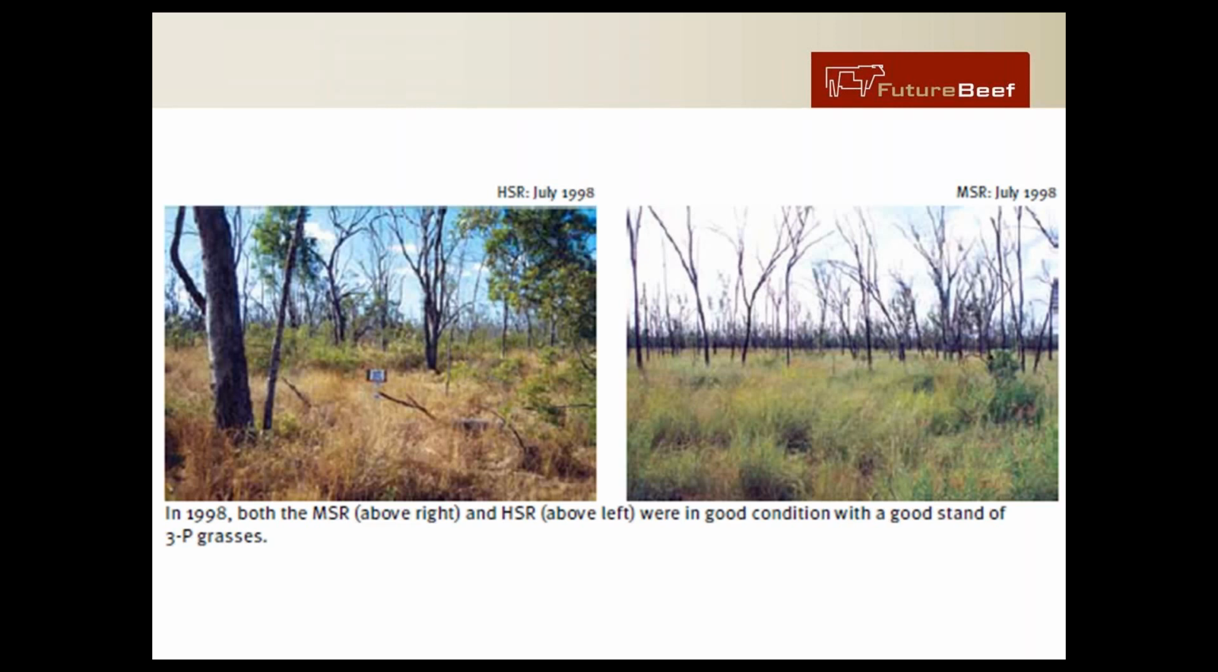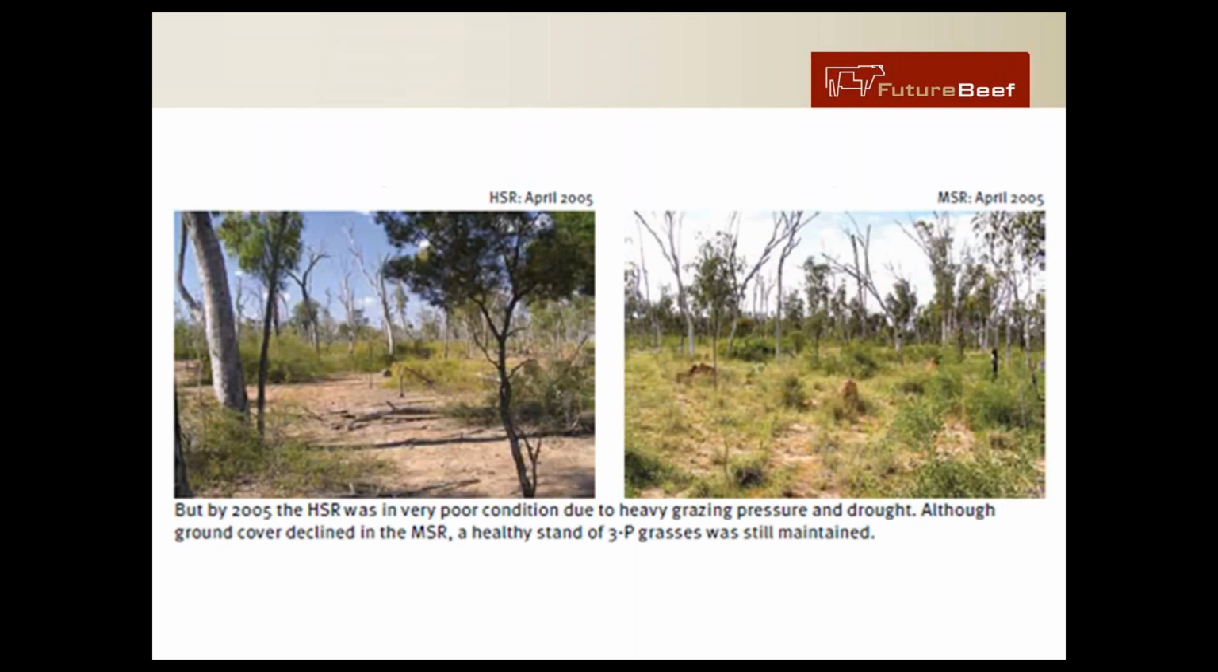So this is what the trial paddock started out looking like back in 1998. As you can see, on the left was the heavy stocking rate, which was twice the long-term carrying capacity, and on the right is the moderate stocking rate, which is run at long-term carrying capacity, so utilising that 20% of pasture growth per year. And as you can see, they were in a really good condition to start with. My apologies for the quality of the photos, but I do believe you can see what I'm talking about.